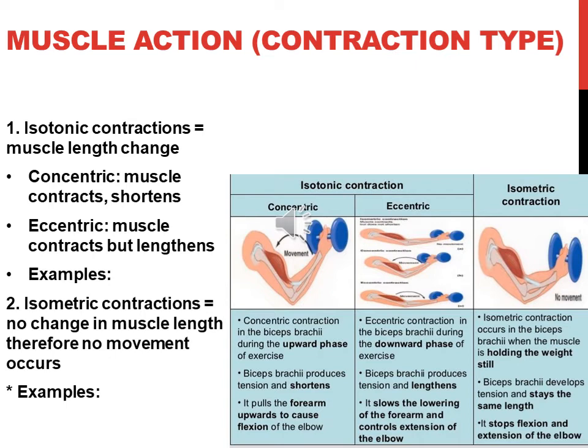Typically, you see isometric contractions holding your upright posture, keeping other joints stable during movement, and those types of things. But again, you can create an isometric contraction. You also could do a wall push, where you push against the wall. You're not going to move the whole wall. You're creating an isometric contraction.